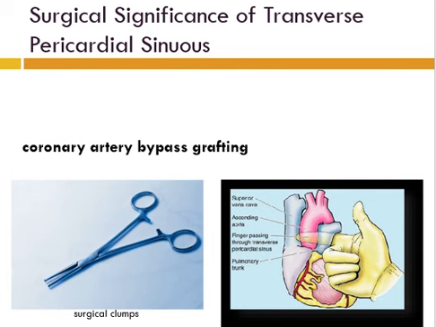By passing a surgical clamp or a ligature around these large vessels, inserting the tube of a coronary bypass machine, and then tightening the ligature, surgeons can stop or divert the circulation of blood in these arteries while performing cardiac surgery such as CABG, or coronary artery bypass grafting. So it is an important question. The surgical significance of the transverse pericardial sinus is an important question for your examination.